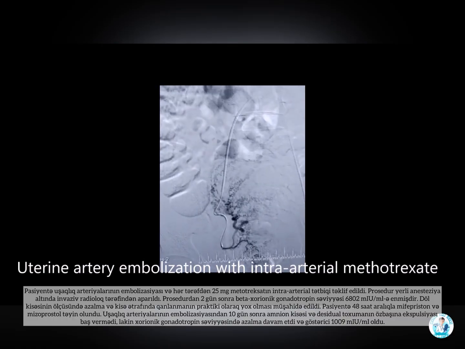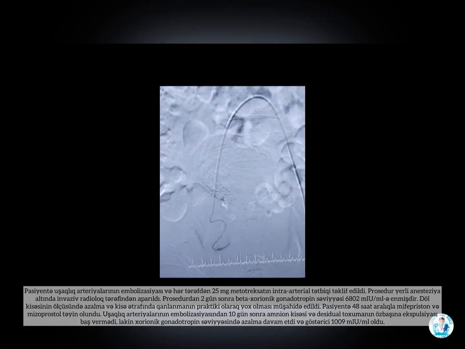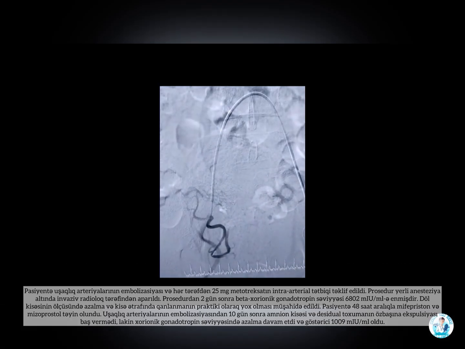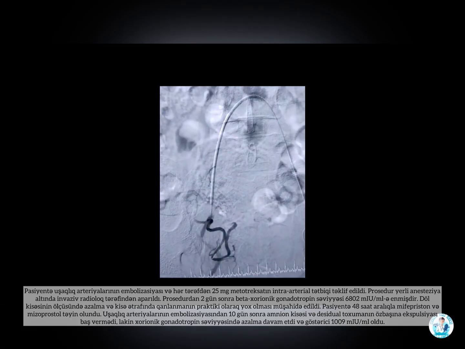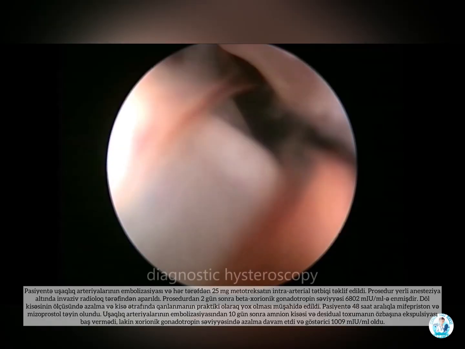Embolization of the uterine arteries was performed with the introduction of intra-arterial methotrexate, 25 milligrams on each side. You can see pronounced vascularization before and absence after the procedure.